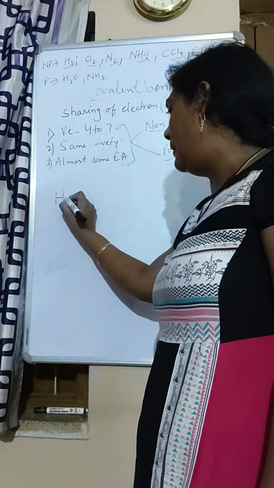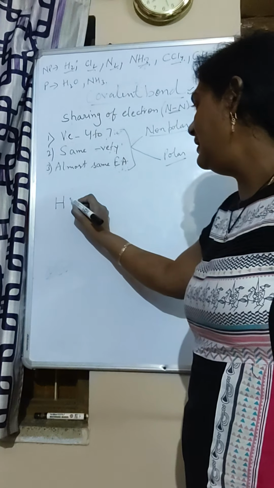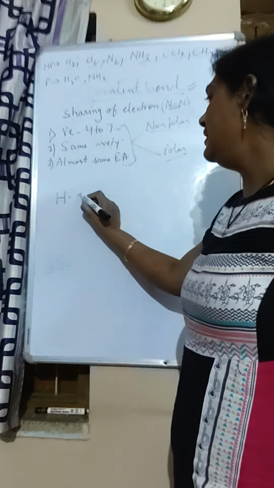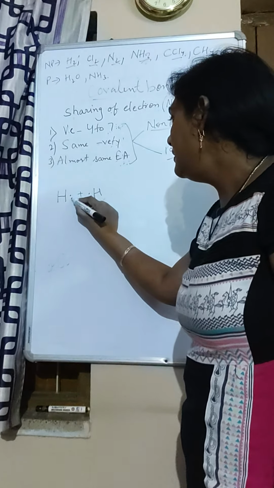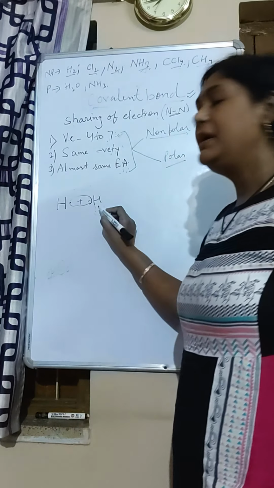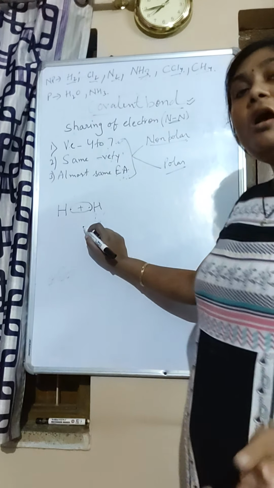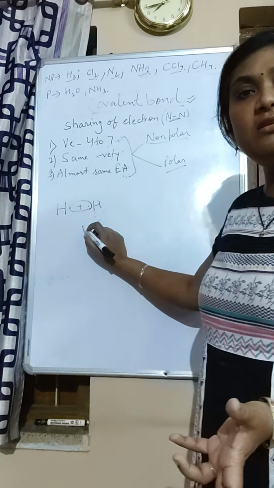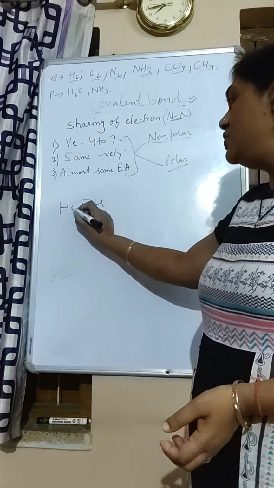Let's talk about hydrogen and how we have to draw it. Normally in the exam they will ask only the structure, but let's see the formation. Hydrogen has one electron in the outermost shell, and it wants two. Every element wants to get the nearest noble gas configuration, either by transfer of electrons, which takes place in electrovalent bonding, or by sharing of electrons.